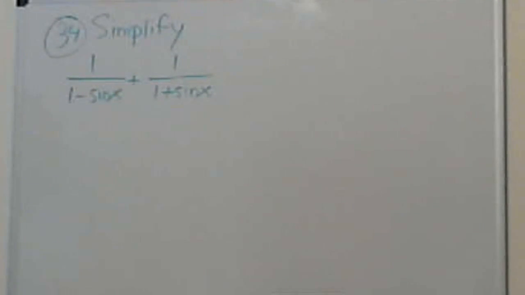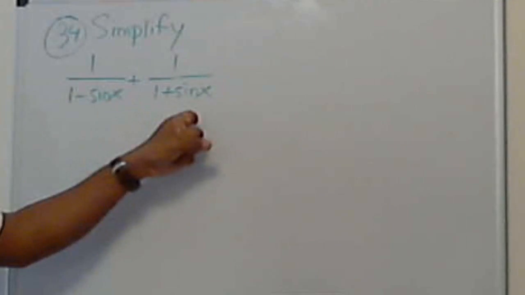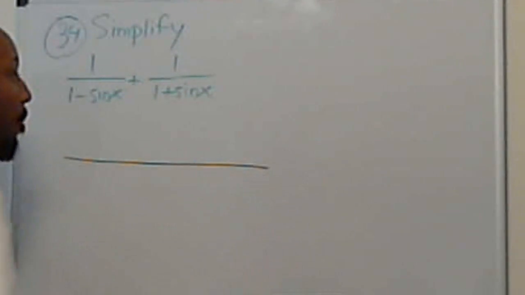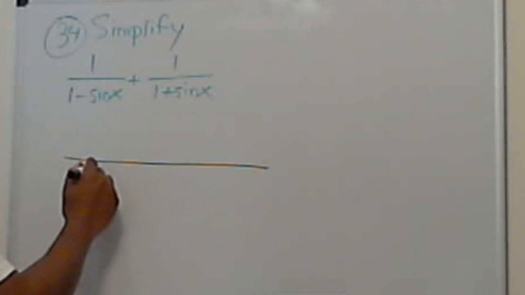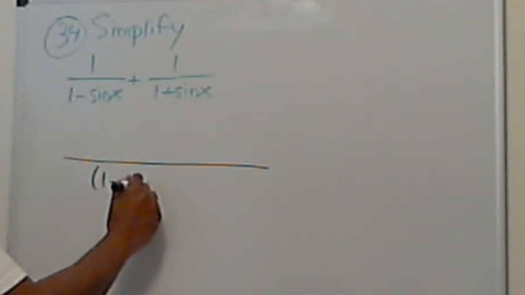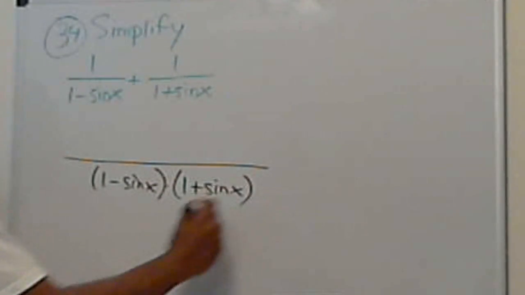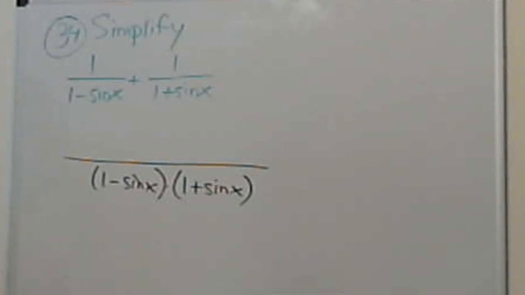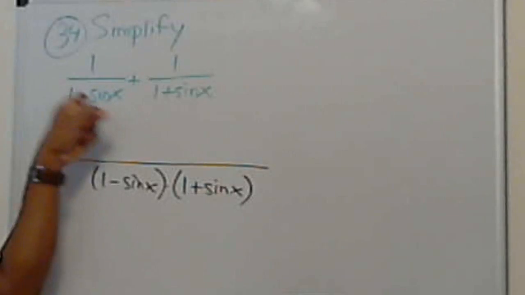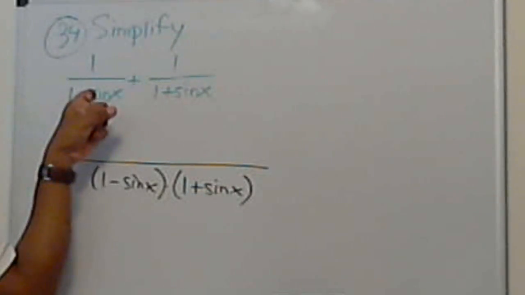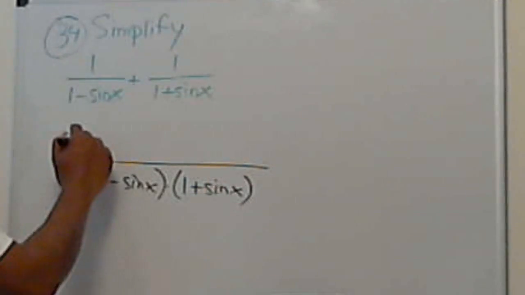So our first order of business is to make sure I find the least common denominator. Well, in this case, what's going to come to mind is my denominator is going to be 1 minus sine x times 1 plus sine x. Okay, so that's going to be my denominator. Now my numerator is going to be this. Whatever I don't have here, I have to multiply up here. So I don't have a 1 plus sine x here, so I have to multiply that up there.